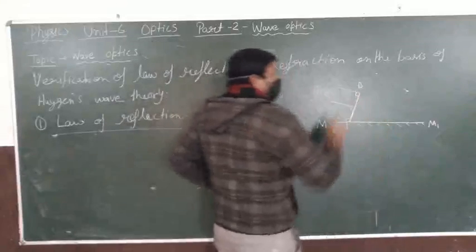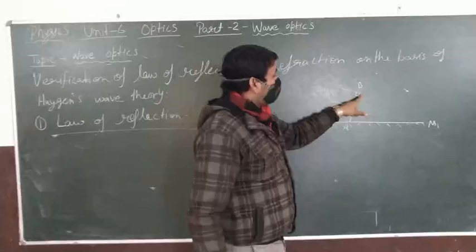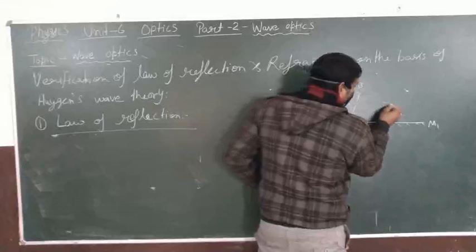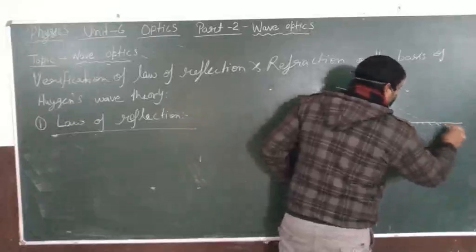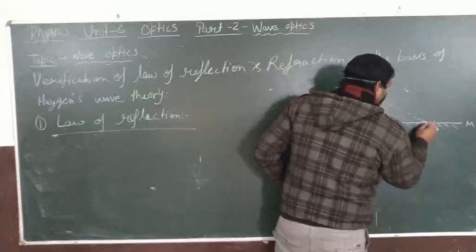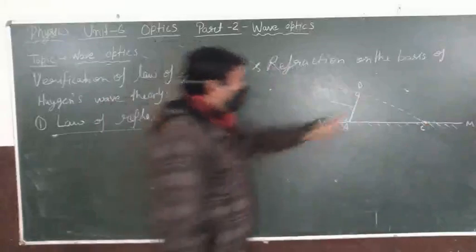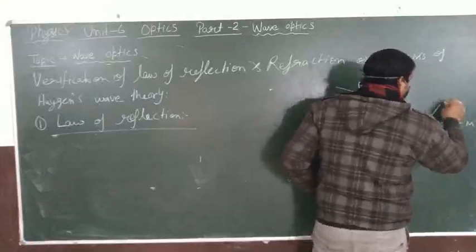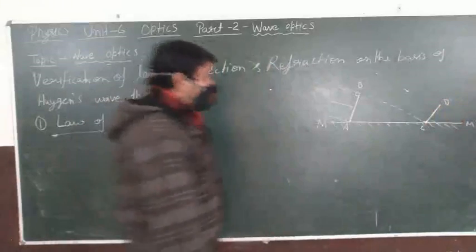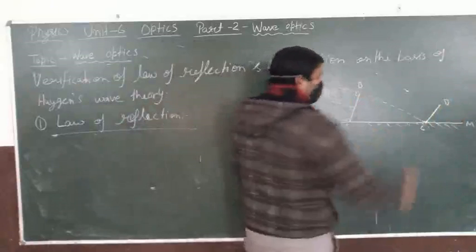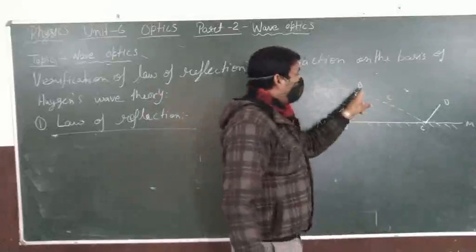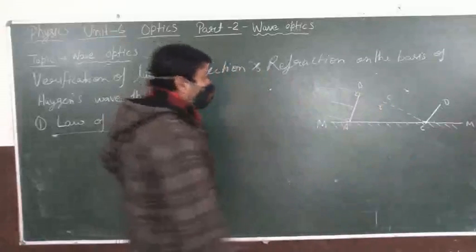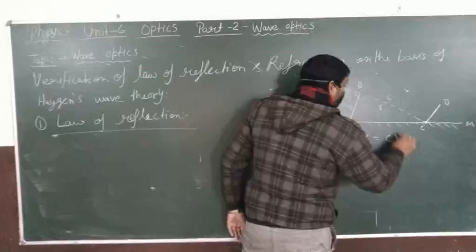Okay, now the wavelet from B, or we see a ray of light traveling from B in the same medium and incident at point C. After incidence here, it will reflect from the mirror and travel in the direction of D. Now if the speed of light in the medium is c and the time taken by the ray to travel from B to C is t, therefore BC equals c into t.